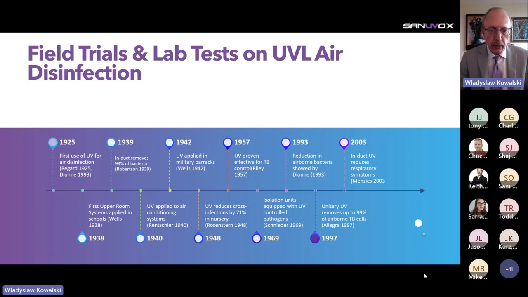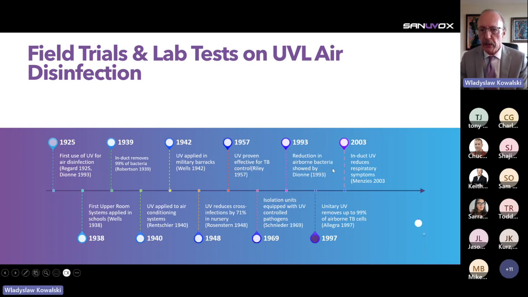UV has been applied to air conditioning systems. It's been used in military barracks in both the form of upper room and lower room systems. It's been used in nurseries to reduce infections. And it was proven in '57 to be very effective at removing airborne tuberculosis. They've used UV units to control infections in isolation units.